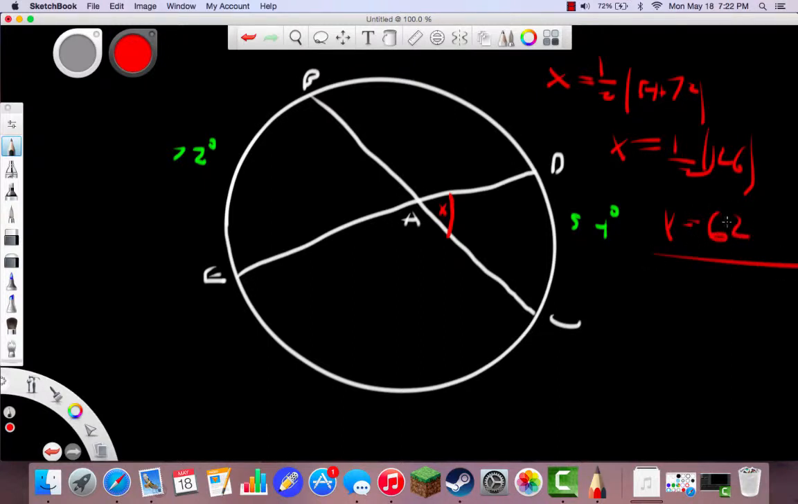So that means this angle is 63, and because it's vertical angles, this angle has to be 63 as well.